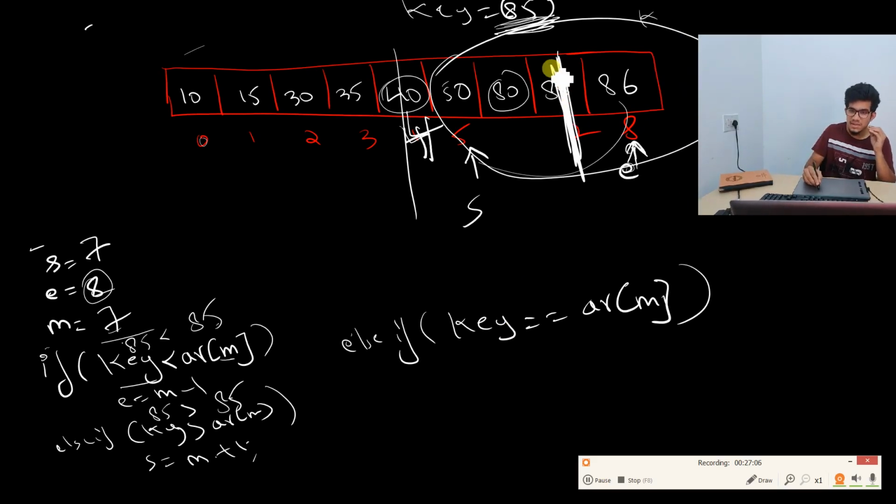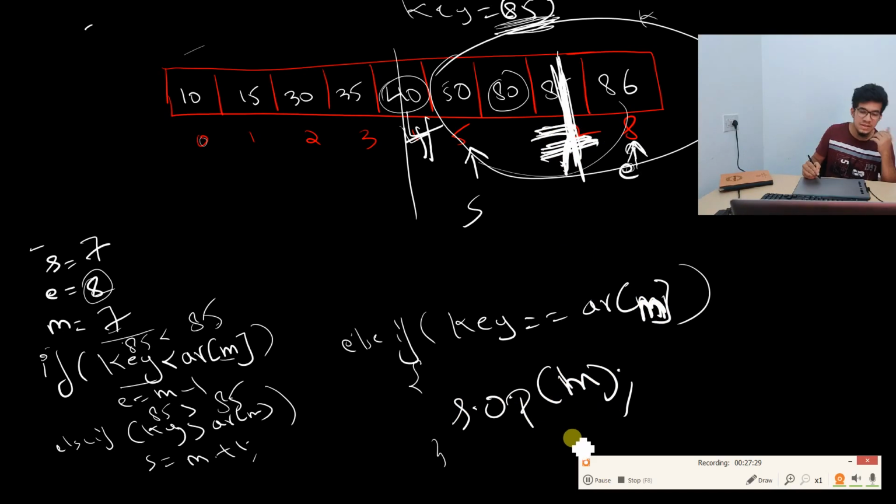If key and the mid element are the same, we have found the answer. But the question here is, we should tell that we have found the answer by returning the index of the element. What is the index of the element? 7. So System.out.print, I have to print that M value. What is this M? This M is nothing but the middle index here. So I'll print that M. That is, I have printed 7.